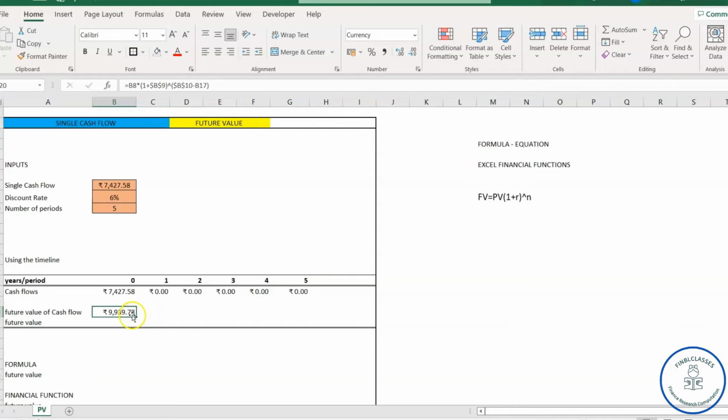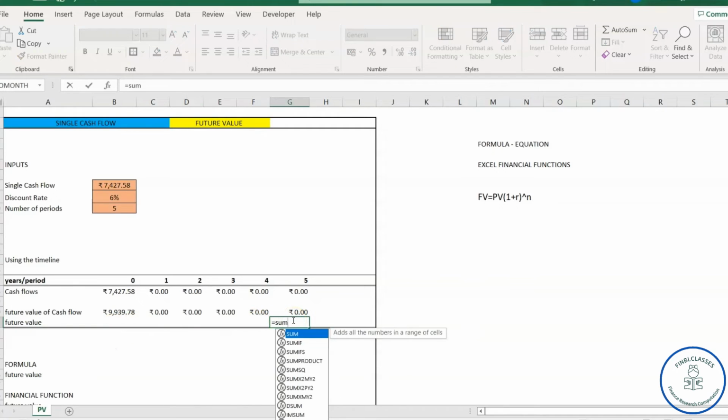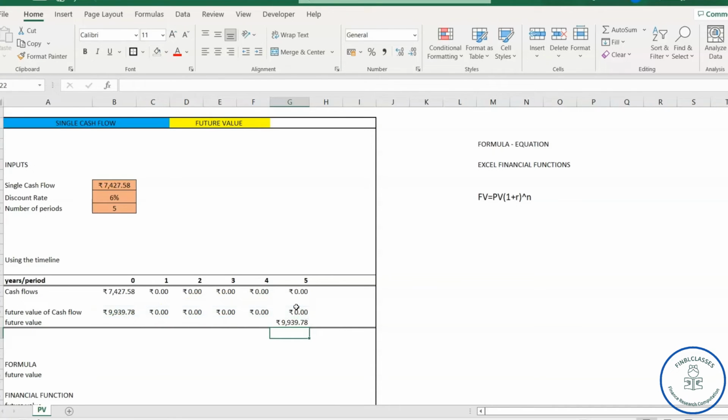Then I copy it, drag here, press shift and the left arrow key, and paste. I find that these are zeros because we don't have any cash flow over here, since it's a single cash flow. Now come to this future value. Here we will do the sum of all these, at the end of the 5th year. Today we are investing at the 0th period, so we add all these values and press enter.